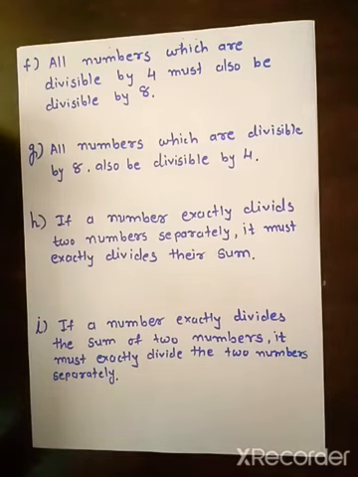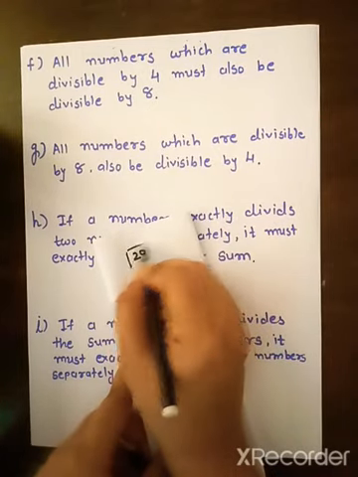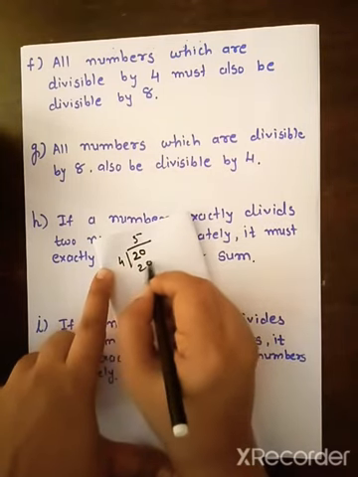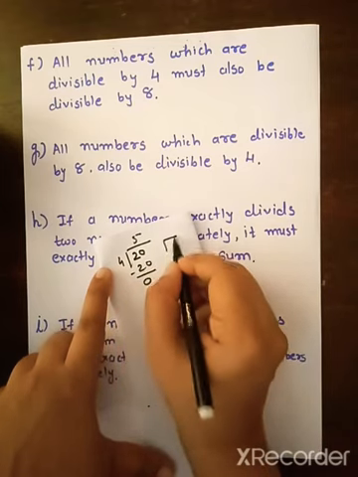Hello students, now we are going to solve the rest of the statements of question number 1 of exercise 3.5. So F part says that all numbers which are divisible by 4 must also be divisible by 8. Let's solve this statement by taking an example. If I take a number 20, we know that 20 is divisible by 4. Now let's check, is 20 divisible by 8?